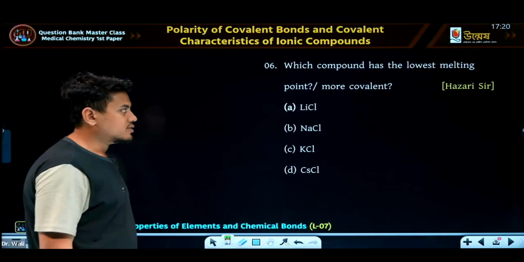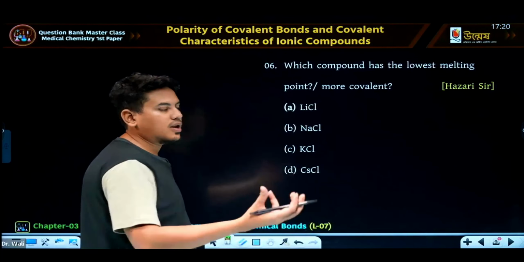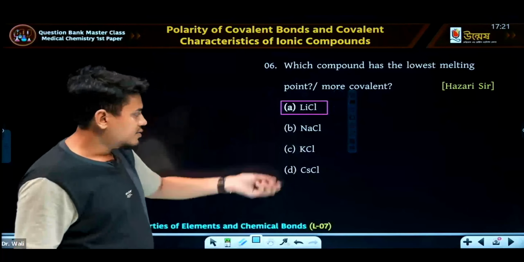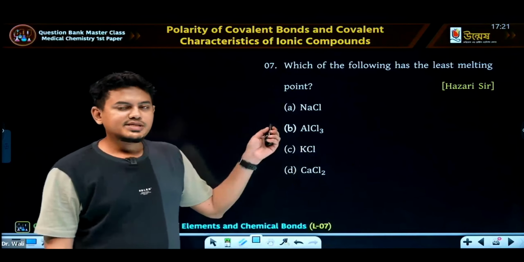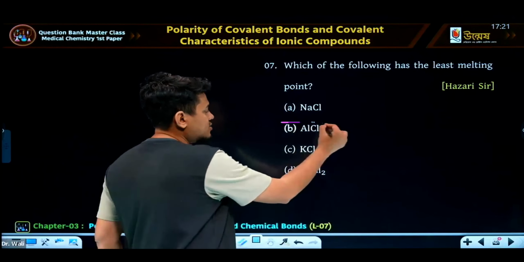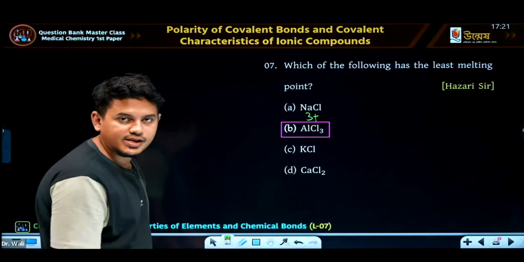Which compound has the lowest melting point or is more covalent? Here all the cations are different, all the anions are the same. So we have to look for smaller cations. For the smaller cation, lithium chloride should be the answer, because lithium is the smallest among the members of group 1. Not smallest, hydrogen is the smallest, but in that question, we have lithium as the smallest. Which of the following has the least melting point? Aluminium chloride has the least melting point. Why? Because aluminium shows a +3 charge, which is responsible for more polarization as well as more covalent character.